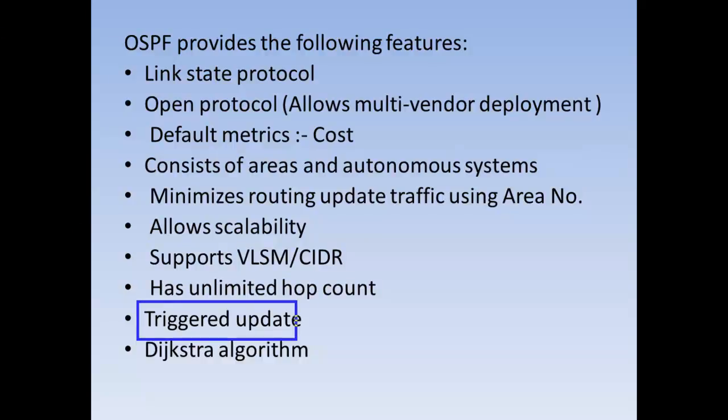Triggered update. If you configure RIP, it waits 30 seconds to send the update to the neighbors. Whether there is a change in the topology or not, it keeps sending the update after every 30 seconds. But OSPF does not send updates regularly or on a periodic basis. As soon as any change comes into the network, it instantly updates its neighbor. If there is no change in the topology, it will not send any update, but as soon as a change comes into the network, it sends the update to the neighbor instantly.